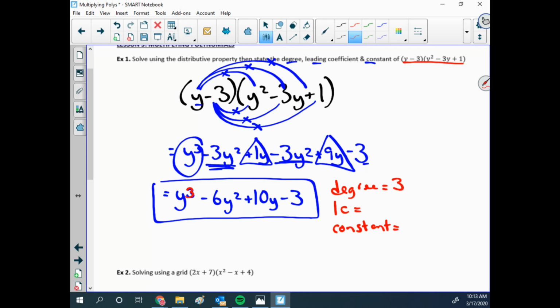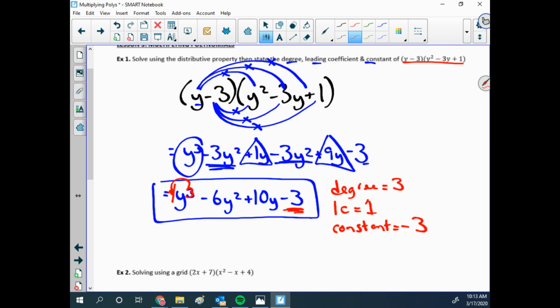The leading coefficient is the coefficient attached to the term with the highest degree variable. So if we remember, there would be an invisible 1 right there. And the constant is the term without the variable. And so the constant for this is negative 3. When you're stating your leading coefficient or your constant, you need to make sure that you bring your negative with you if that's what's there.